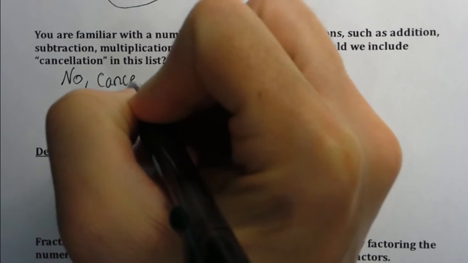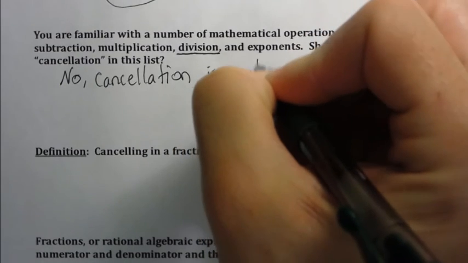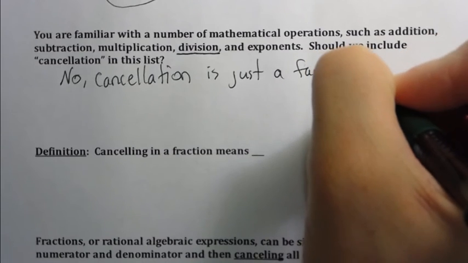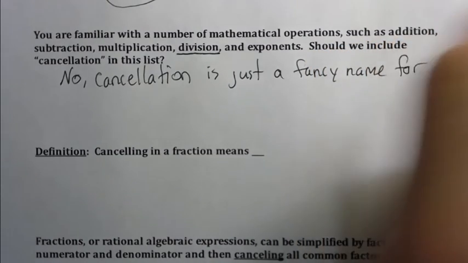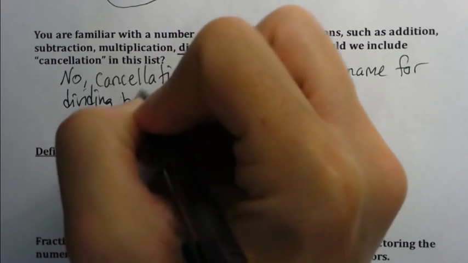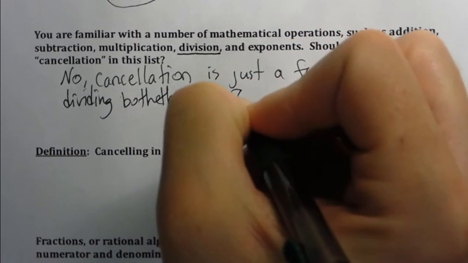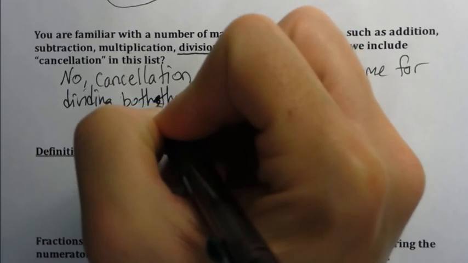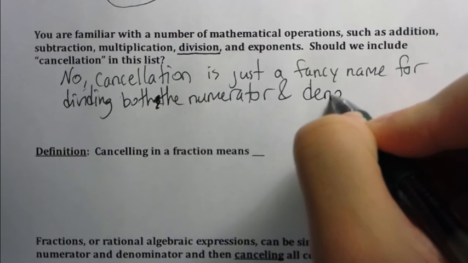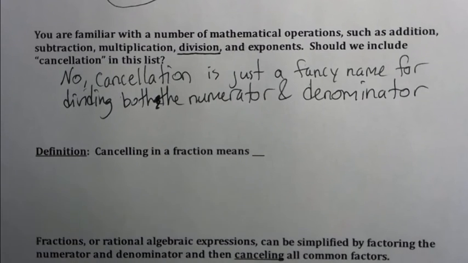Cancellation is just a fancy name for dividing both the numerator and denominator by the same thing, or by the same factor.